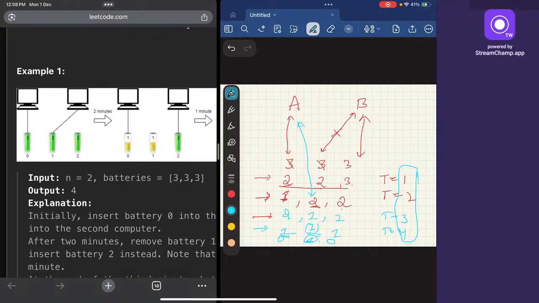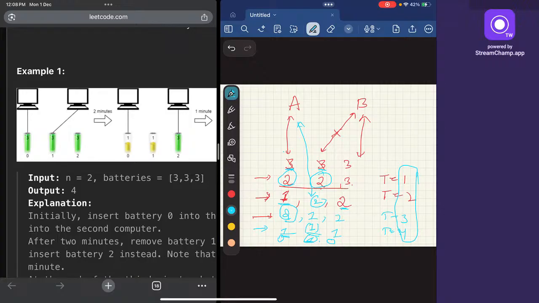So this is the answer. First I connected battery 1 to A and the second battery to the second computer, and I ran for 1 minute. Then the battery percent will be 2, 2, and 3. At T2 I will swap the third battery with the second. So the battery percentage for B is 3, and for A is 2. I will run for T2, and the decrease will be 1 for each running battery, and the middle one is not used. At T3, okay, I can run again.